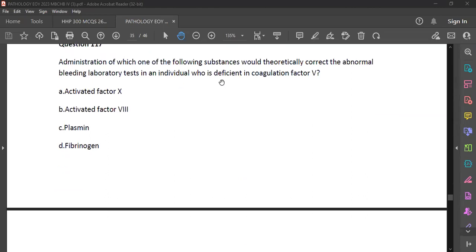Right, so administration of which of the following substances will theoretically correct the abnormal bleeding laboratory test in an individual who is deficient in coagulation factor 5. So here what they're telling us is, instead of being able to give this factor 5, if we don't have the factor 5, how will we overcome the problem of factor 5? Yeah, how will we in some sense not need factor 5 in that case?